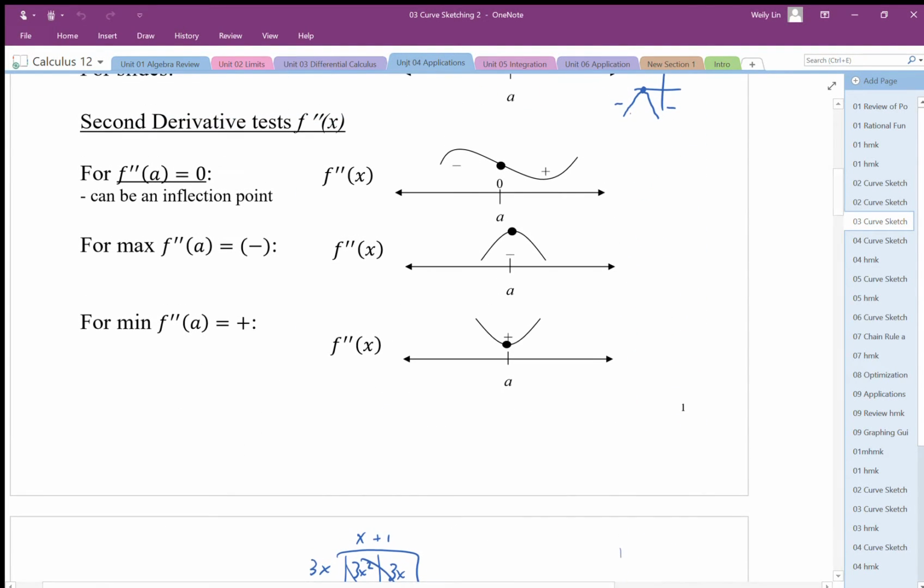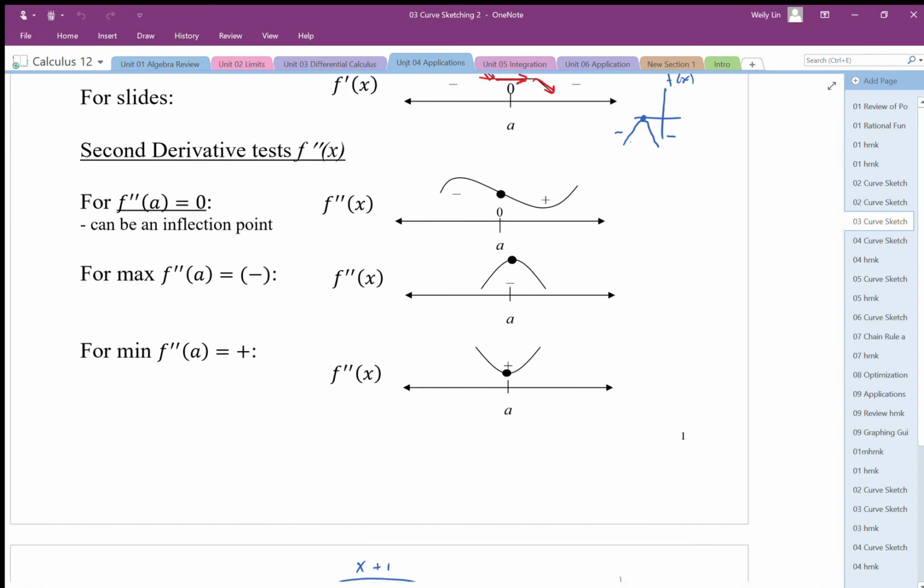Okay, so for the second derivative test, we are looking at, basically, a redundant test if we've done the first derivative test, but we can use the second derivative test to check for max and min. So if we have a first derivative equal to 0, so we have a horizontal tangent, we can check to see if it's a max or min by looking at the concavity or the second derivative.